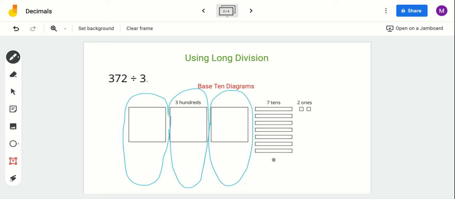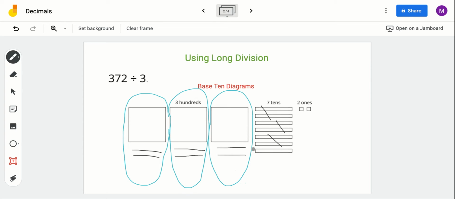Now I'm going to look at my seven tens, and I can't break seven tens up equally into three groups, but I can break up six tens into three groups. So I'm going to put two tens in each group: two tens over here, two tens over here, and two more tens go into this third group. And then I have one 10 left over.